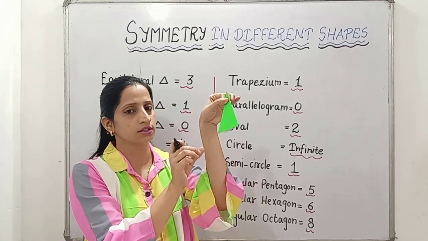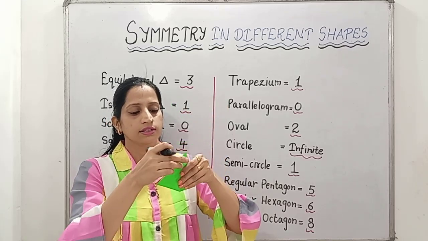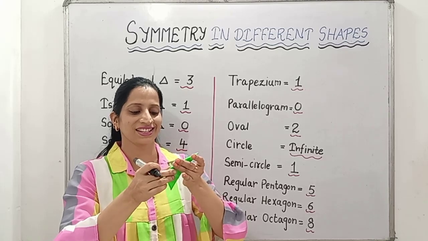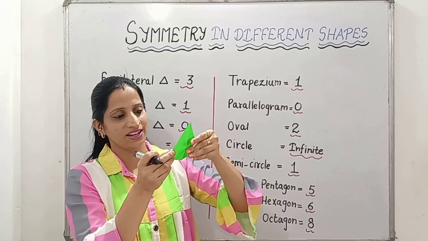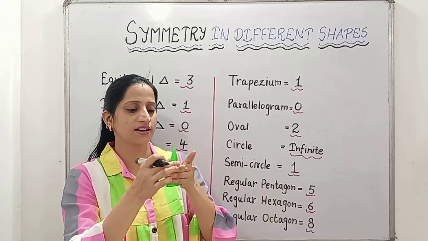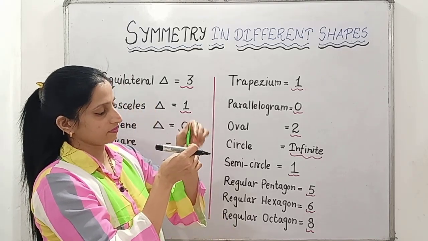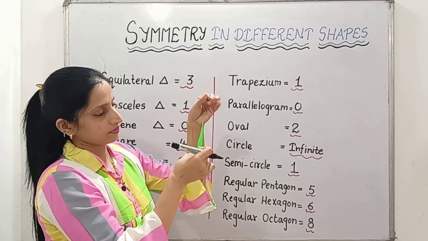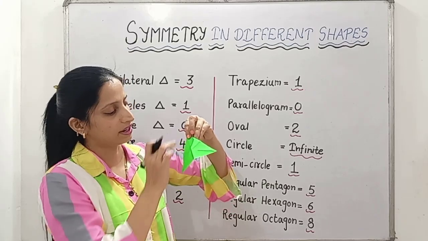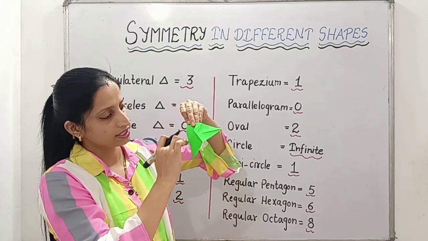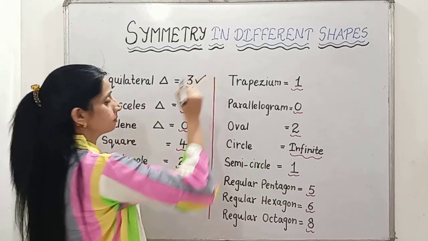So this is one line of symmetry. Okay, like this, then like this. Now this is the second one. Okay, and take its third vertex and fold like this. So you can see that it has three lines of symmetry. This and this. So an equilateral triangle has three lines of symmetry.